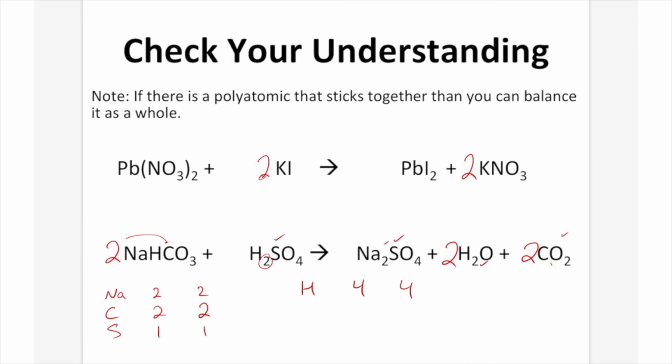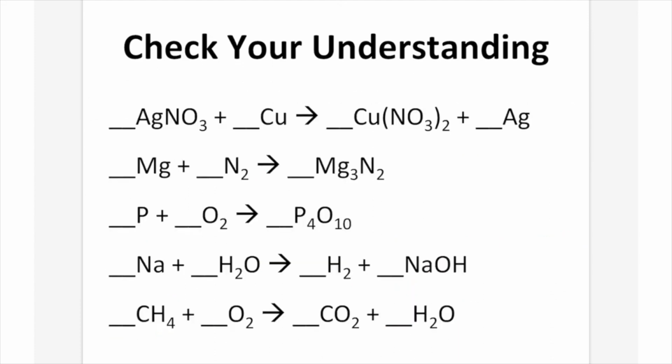The last element we have is oxygen. Now, on the left-hand side, we're going to have 2 times 3 is 6, plus the 4. So we're going to have 10 oxygens. On the right-hand side, we have 4 plus 2 plus 4, which is equal to 10 as well. So the oxygens are good. So everything is good. Each element has the same number on the left as they do on the right-hand side. Check your understanding. So I want you to pause the video and answer these 5 questions.